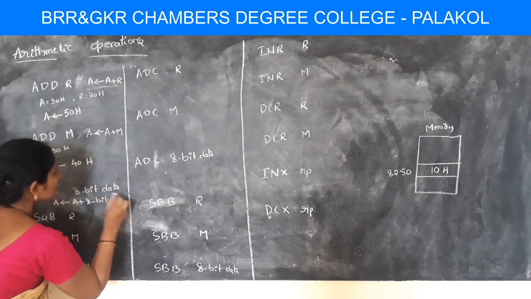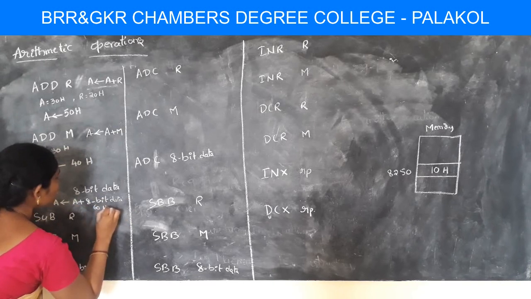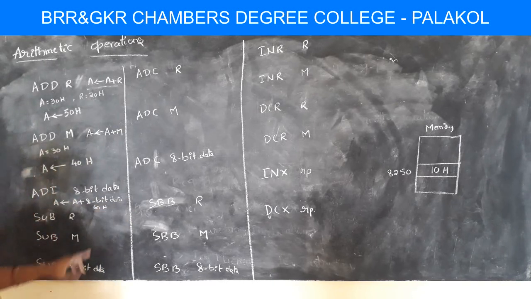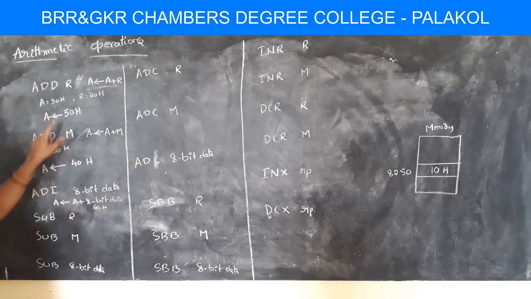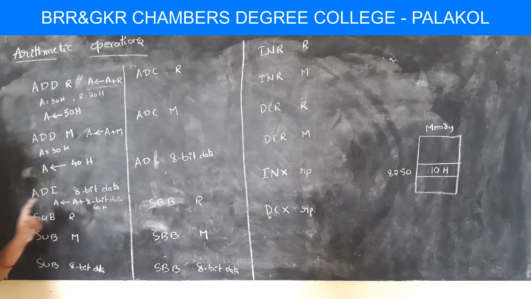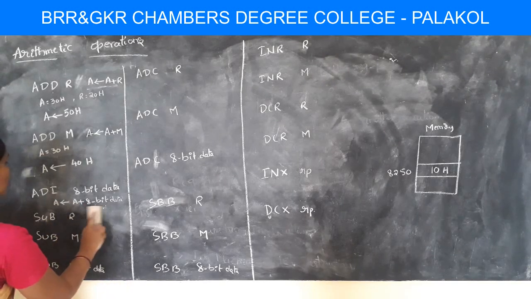Okay. So for example, the 8-bit data is 60H. The accumulator is 30H. The total result is stored in this accumulator. Therefore 30H plus 60H is 90H, so this 90H is stored in the accumulator. That is the meaning of this instruction.